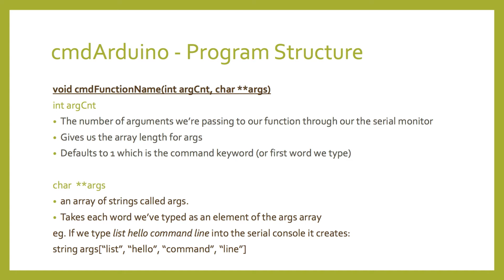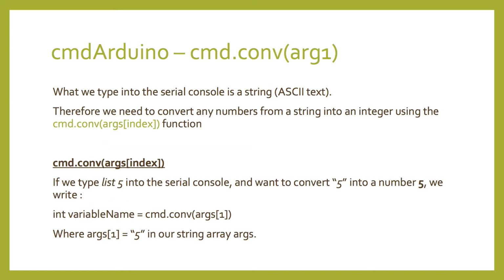Args is an array of strings called args, and it takes each word we've typed as an element of its array. If we type "list hello command line" into the serial console, it creates an array called args with the elements list, hello, command, and line. What we type into the serial console is a string. What happens if we want to pass a number into our application?